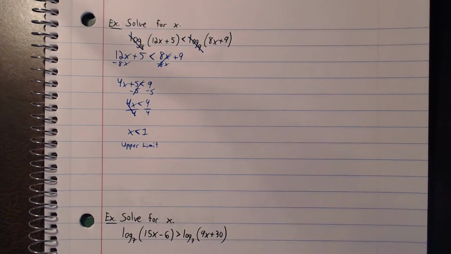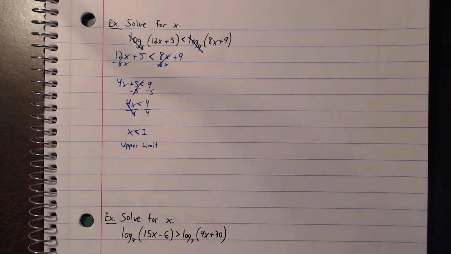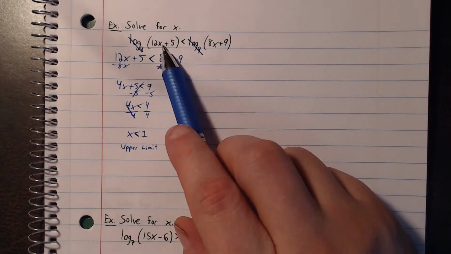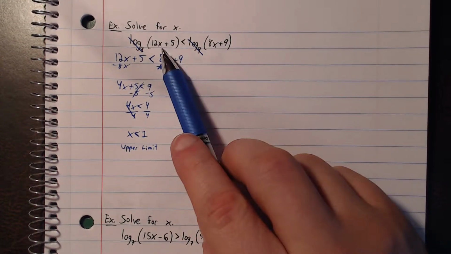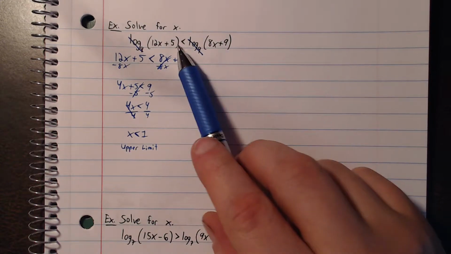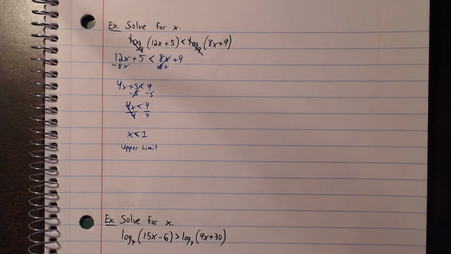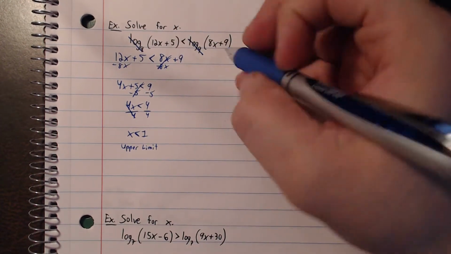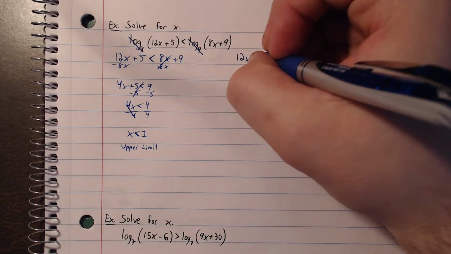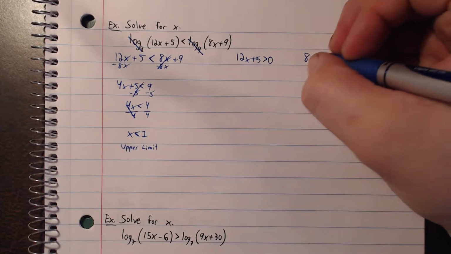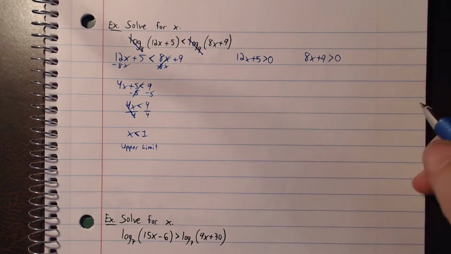So we have to now check for lower limits, because if we plug in something too negative, it might not work. Here's the deal. We're going to take each of these expressions and set them greater than 0, because I know that these have to be positive when I plug a value in. So we want to figure out what the lowest numbers would be. I'm going to take the first one, 12x plus 5, and make it greater than 0. I'm going to take the second one, 8x plus 9, and make it greater than 0.